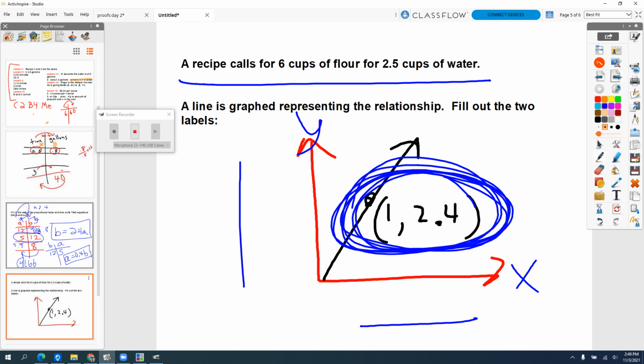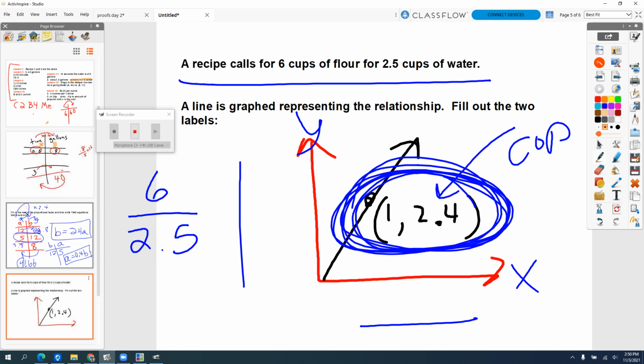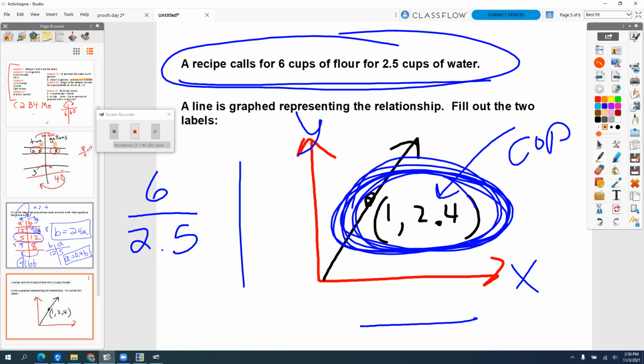The 1 comma 2.4, that means 2.4 is our constant of proportionality. Okay? Now, if 2.4 is our constant of proportionality, that's what you get when you divide y by x. So the question is, do you get 2.4 when you do 6 divided by 2.5? That's the 6 cups of flour for 2.5 cups of water. Or do you get 2.4 when you do 2.5 divided by 6?